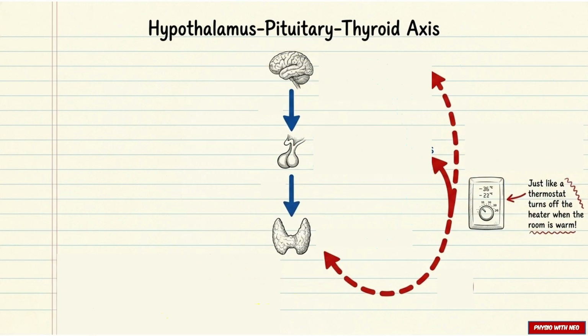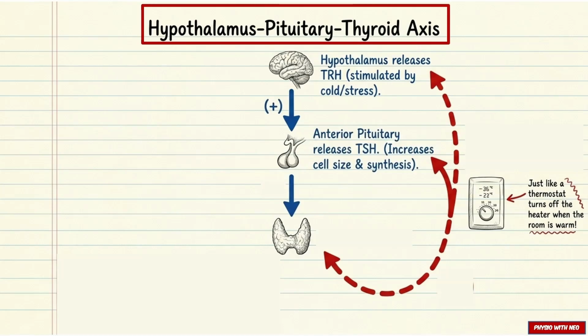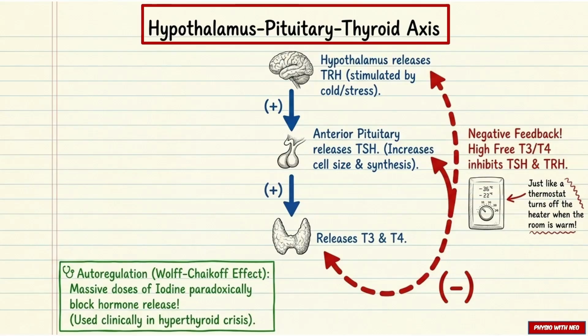Now let's remember the regulation. Here, hypothalamus starts the process. It releases thyrotropin releasing hormone, stimulated by cold and stress, which acts on the anterior pituitary gland, which releases thyroid stimulating hormone. It increases the cell size and synthesis of thyroid hormone. And once the thyroid hormone levels become high, they switch off the hypothalamus and pituitary through negative feedback effect. Remember, massive doses of iodine paradoxically block hormone release. This clinical condition is called the Wolff-Chaikoff effect.